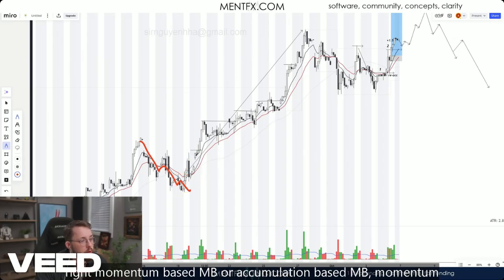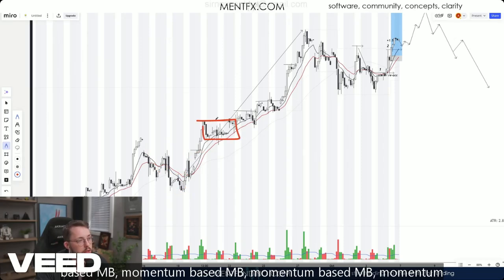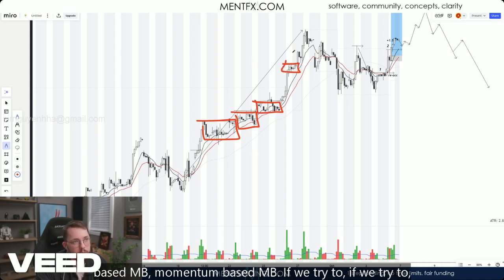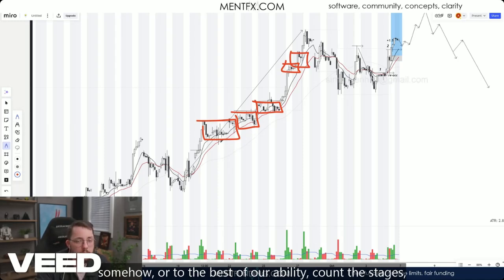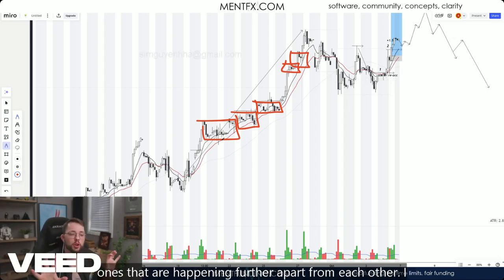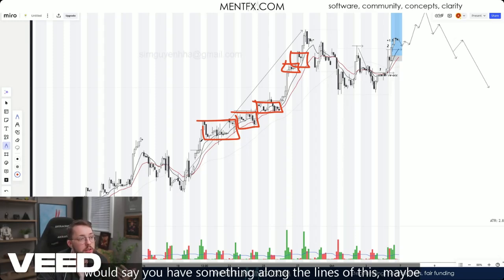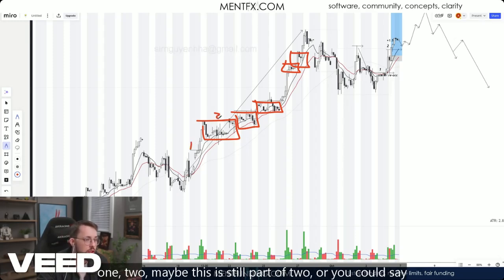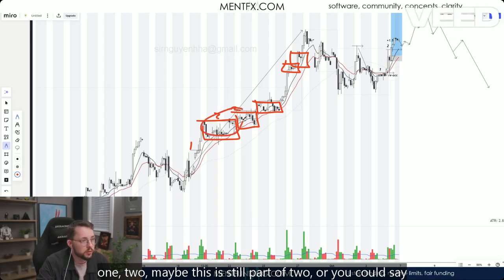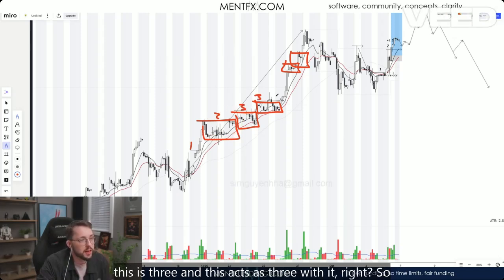But for the most part, it's momentum-based MB after momentum-based MB. If we try, to the best of our ability, to count the stages, the fractals, the MBs that are happening, and especially the ones that are happening further apart from each other, I would say you have something along the lines of this. Maybe 1, 2, maybe this is still part of 2, or you could say this is 3, and this acts as 3 with it, right?